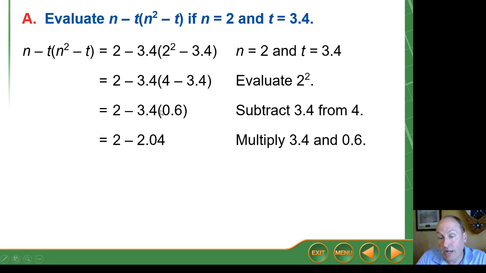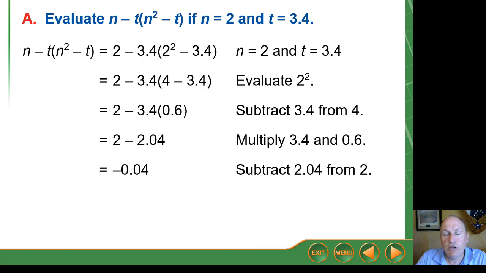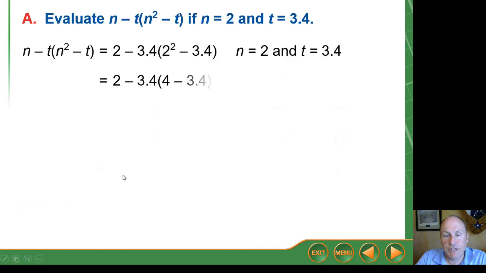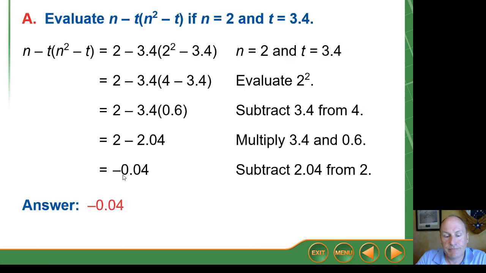Now we're going to multiply and divide from left to right. There's a multiplication here. So we get 2 minus this quantity 3.4 times 0.6, which gives us 2.04. That's where the 2.04 comes from. And so finally, all we've got left is a subtraction. 2 minus 2.04 gives us the quantity negative 0.04, which is, in fact, our answer.